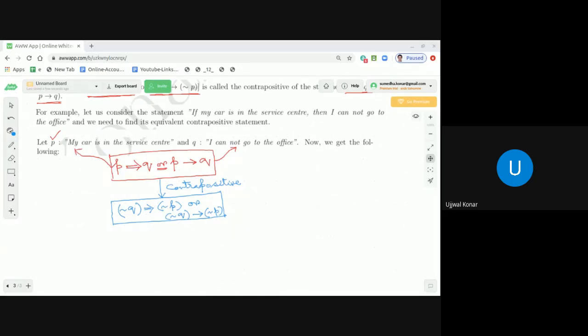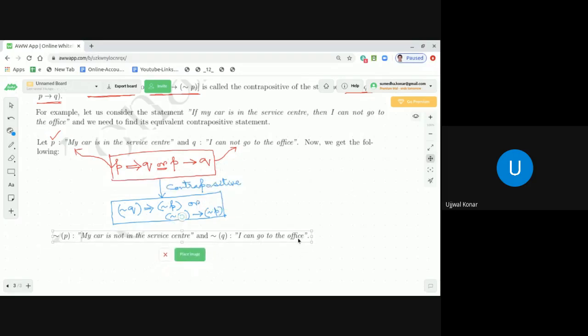That my car is not in the service center. And what is the negation of Q? Q is the statement "I cannot go to the office." Then the negation of Q should be "I can go to the office." Pretty simple. I hope all of you understood negation of P and negation of Q.